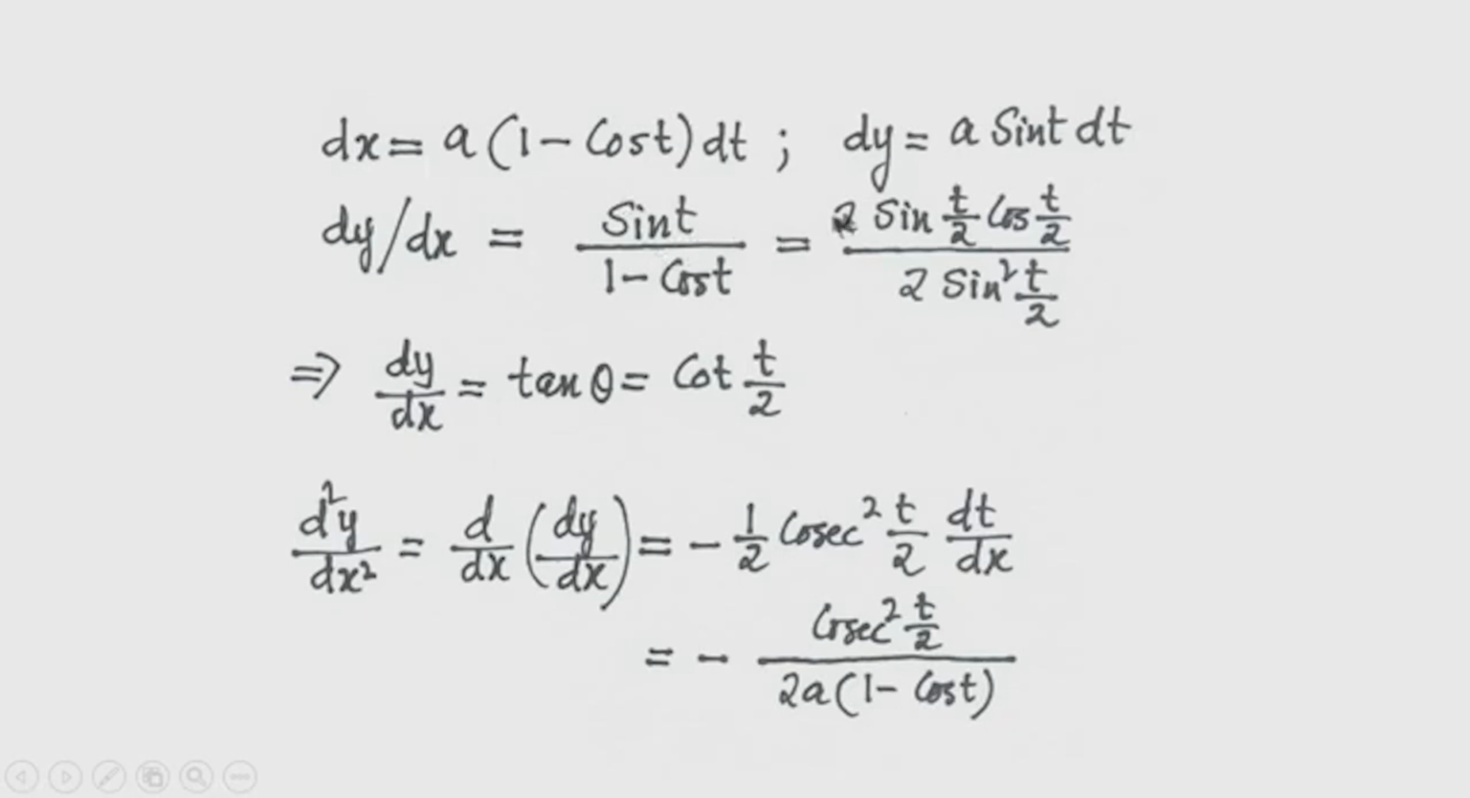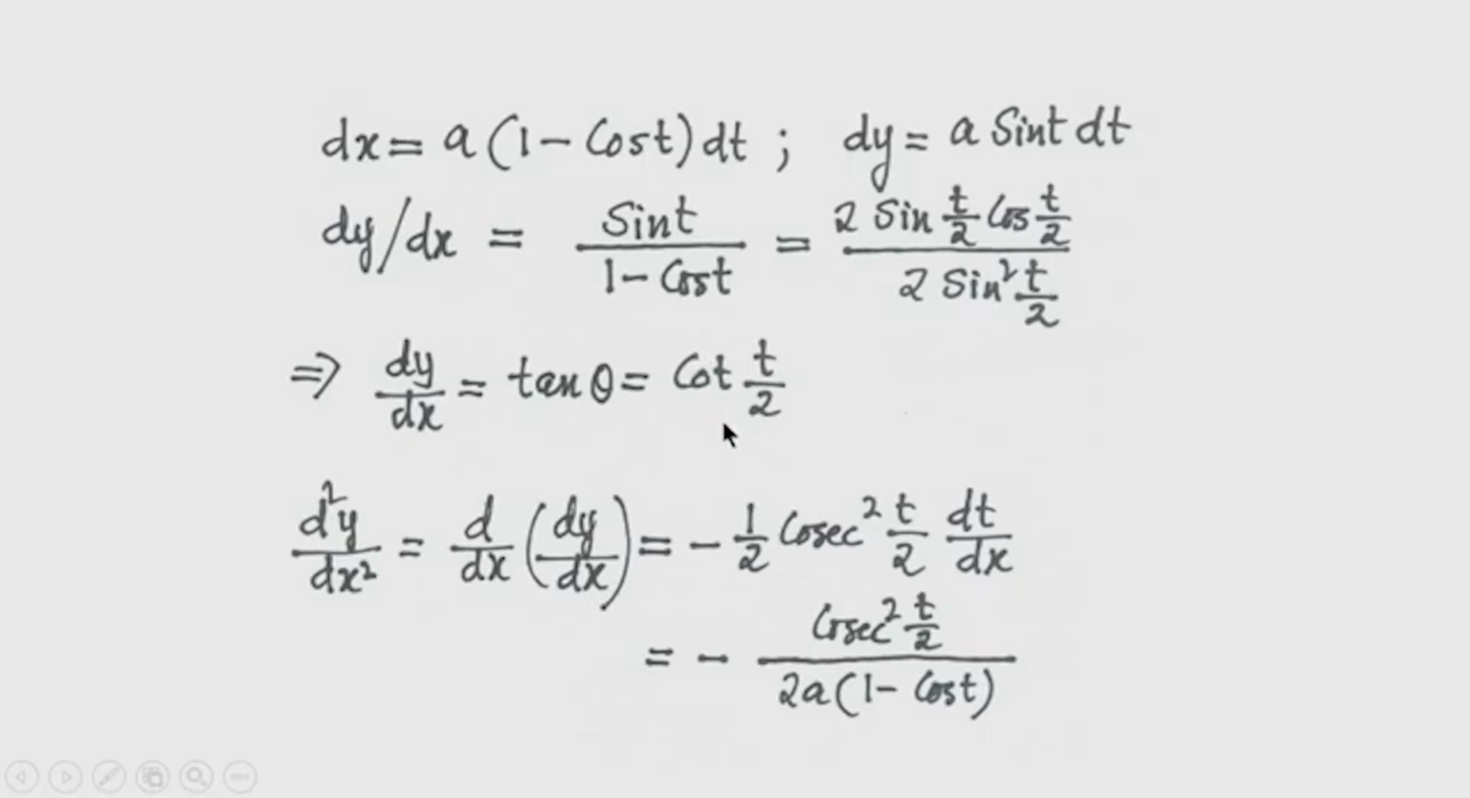Sin t can be written as 2 sin t by 2 into cos t by 2, divided by 2 sin square t by 2, because 1 minus cos t is 2 into sin square t by 2. After simplification of this quantity, it can be written as cot t by 2. Now, let us differentiate again to find out the curvature. So, d square y by dx square is now found out. So, it is d by dx of dy by dx.